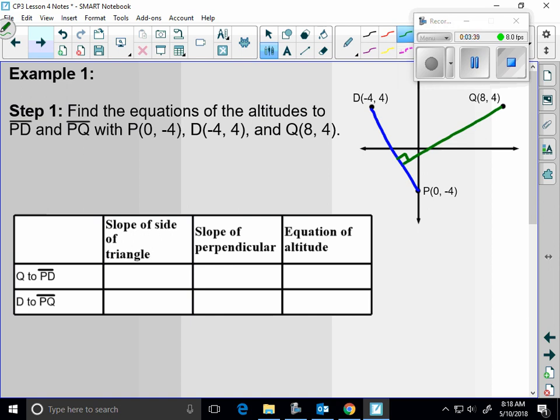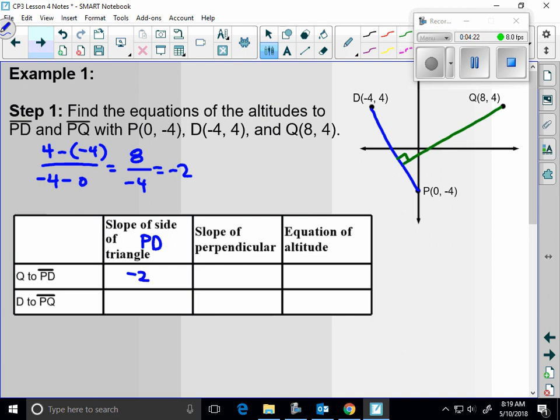Well, I could find that slope by finding the slope of PD. So let's work through this table right here. Q to PD, that's that segment that I have over there in green. The slope of the side of the triangle. So that's going to be, in this case, the slope of PD. The slope of PD we could calculate by taking y minus y, so that's 4 minus negative 4, over x minus x, negative 4 minus 0. What is 4 minus a negative 4? 8, good. And that would be over negative 4, so what's the slope of that blue line? Negative 2.